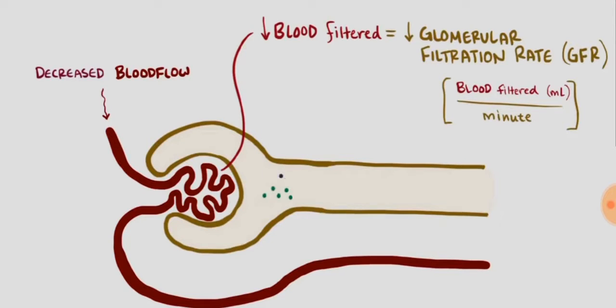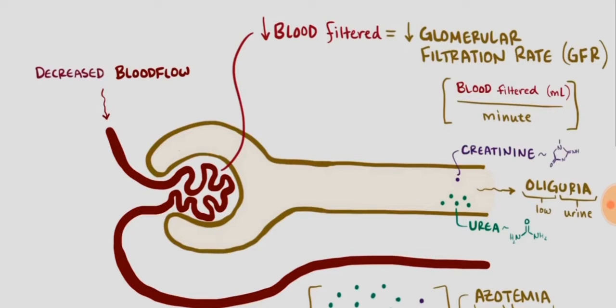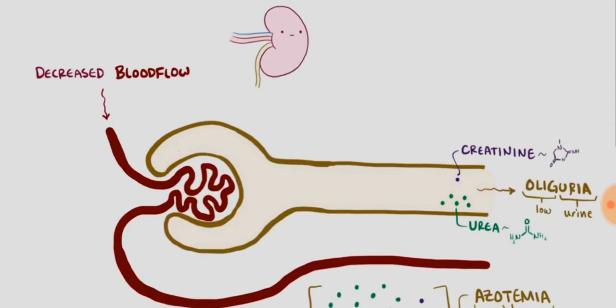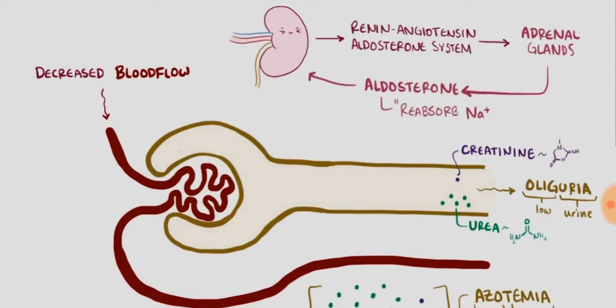If less blood's being filtered, that means less urea and creatinine are filtered out, and more stays in the blood, which is called azotemia, high levels of nitrogen-containing compounds in the blood. This will also tend to cause oliguria, an abnormally low amount of urine production. Also, with less blood being filtered, the kidneys activate the renin-angiotensin-aldosterone system, which causes aldosterone release by the adrenal glands, which tells the kidneys to reabsorb sodium. When sodium gets reabsorbed, water gets reabsorbed as well.